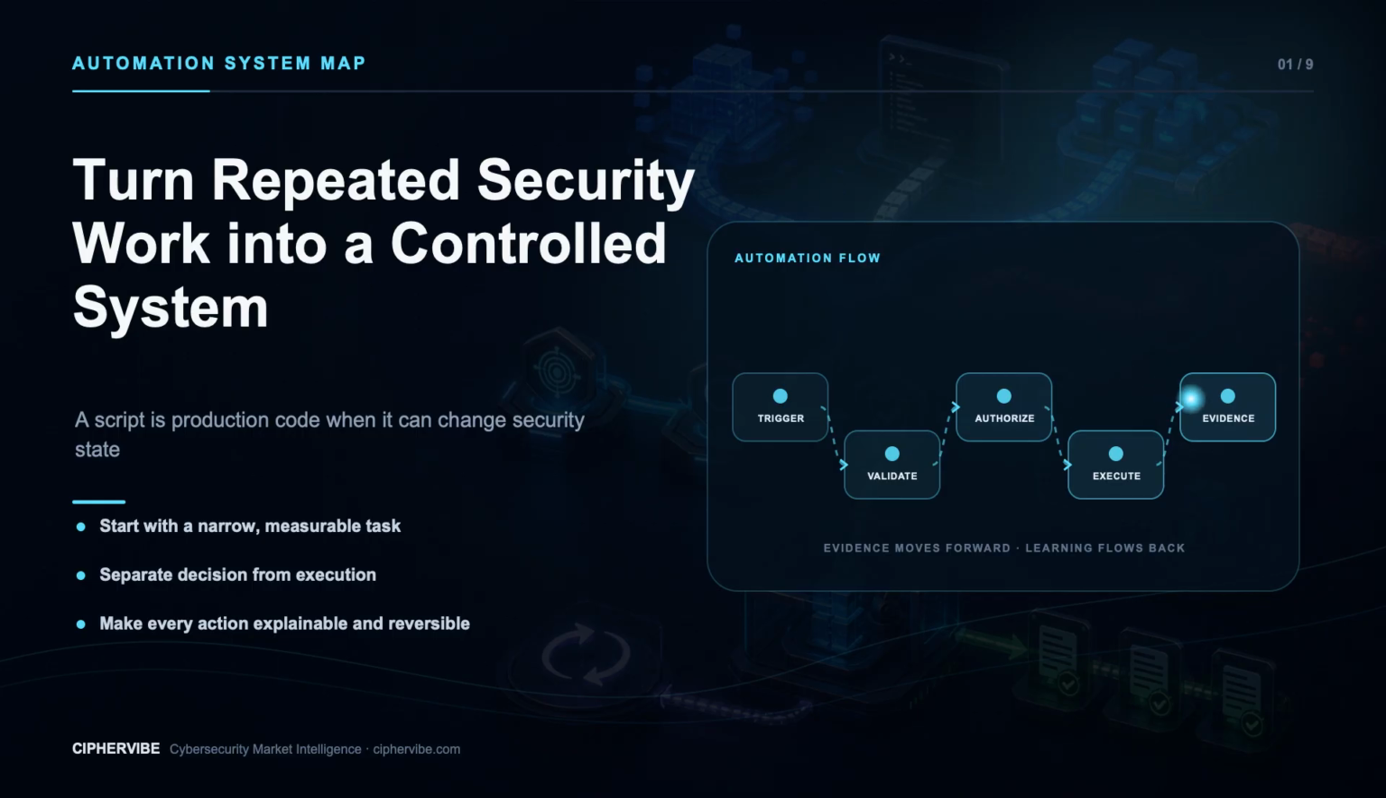Draw the system from left to right. A trigger creates a request. Inputs are parsed and validated. An identity is authenticated and authorized. Policy decides whether the job may continue, requires approval, or must stop. An isolated runner performs a narrow action. Evidence records the inputs, code version, decision, outcome, and recovery path.